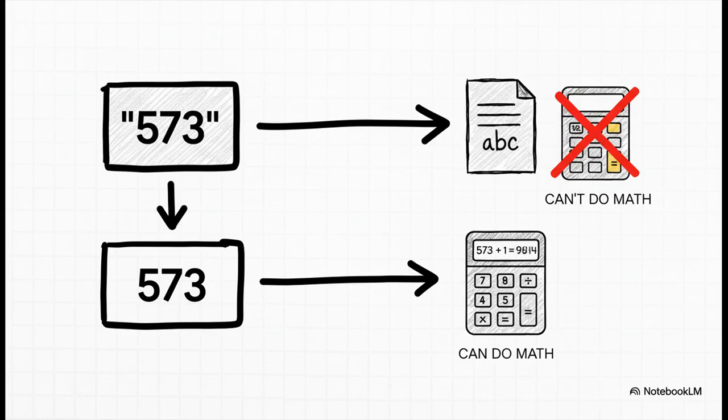And here's the part that's so important to get. To a computer, the characters 573 in quotes are just text. They're no different than the words, hello world. The computer can't do math with it. But the number 573, without quotes, is a value it understands numerically. This seems like a tiny detail, I know, but mixing these two up is a classic way to create some really nasty bugs in a program.